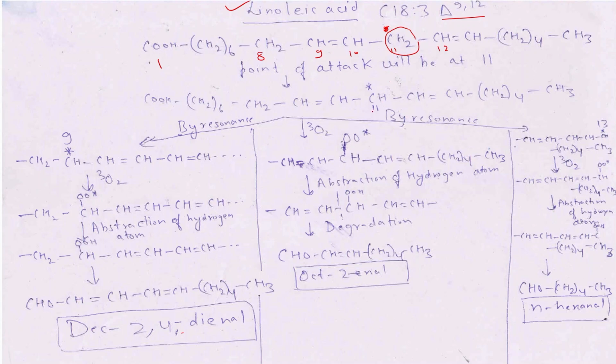Now this 11 can give rise to a 9 free radical, and this 11 can also give rise to a 13 free radical. Then again, the way we have told, triplet oxygen will come, peroxide radical formation will be there, and hydroperoxide will be formed, and then the cleavage will happen from this side, and we have the formation of decadienal. Decadienal, very simple.